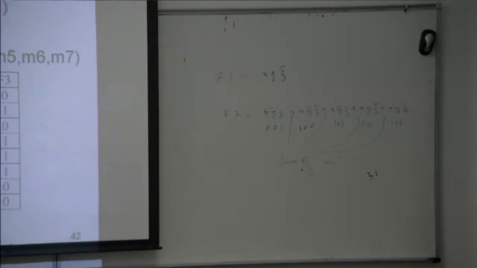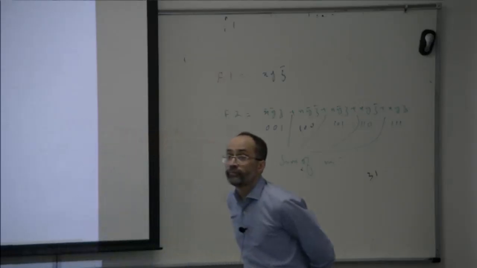Okay, so now F3, can you see here? F3 contains 4 min terms, and these min terms are referred to as M1, M3, M4, and M5. Each of the min terms corresponds to a particular row. So we also say the sum of the product. Now we have F.